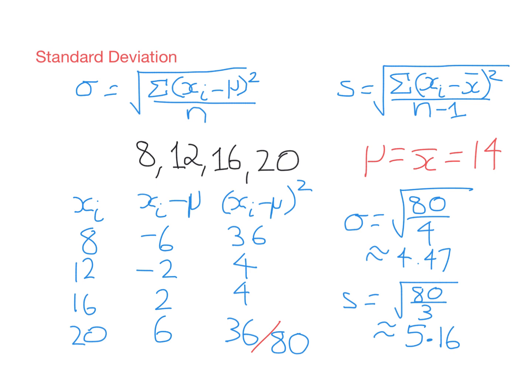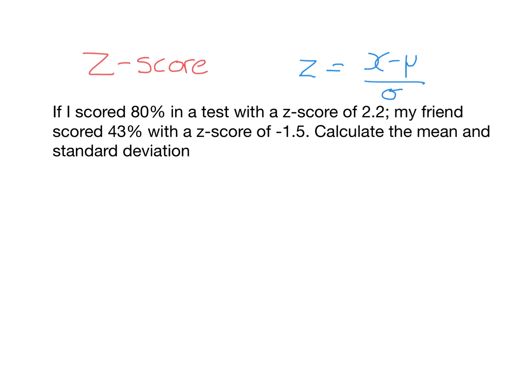All right, last thing we need to go through related to this is z-scores. So this is the z-score formula. You take a score and convert it to a z-score by taking that score, subtracting the mean, and dividing by the standard deviation. Z-score tells you how many standard deviations a score was above or below the mean. So a z-score of 0 means it was equal to the mean, positive z-score means above the mean, negative z-score means below the mean.